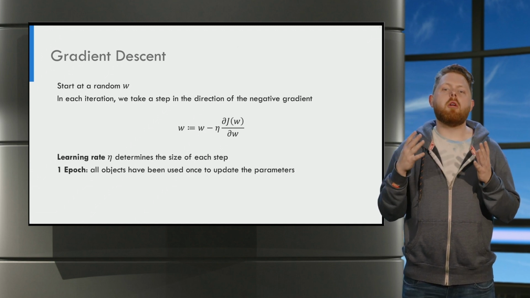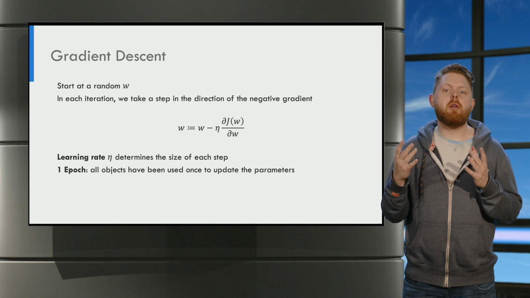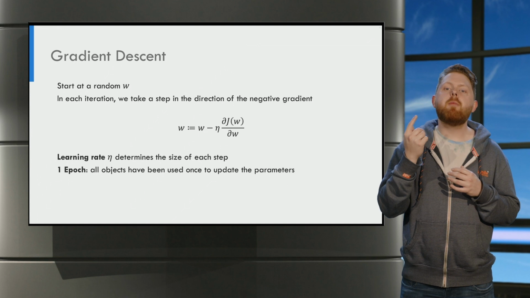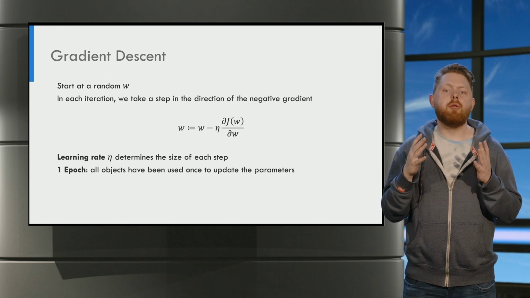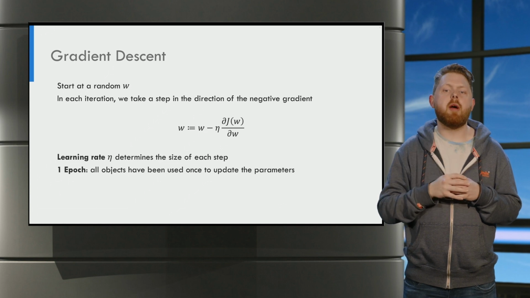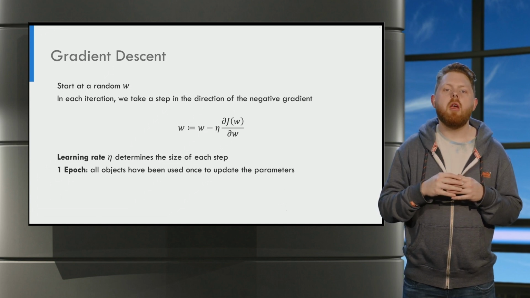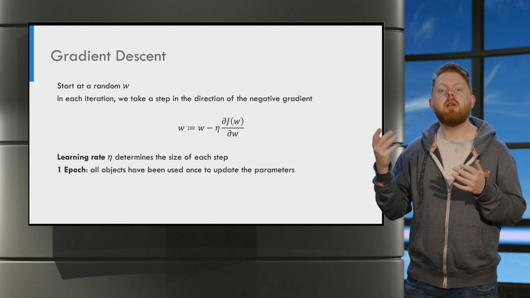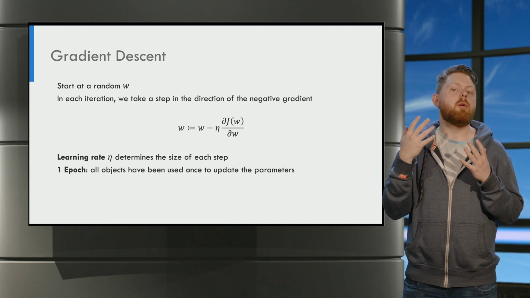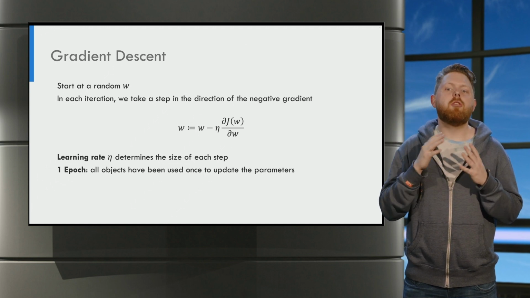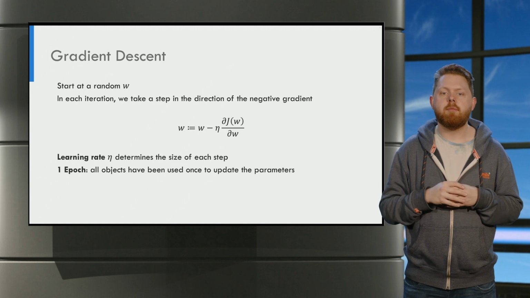There are two other concepts that you should be aware of, and the first is called an epoch. An epoch means that you have used all objects of the training set once to update your parameters. If you perform the update given in this slide, you have completed one epoch, because remember that J, the objective function, was a sum over the whole training set.